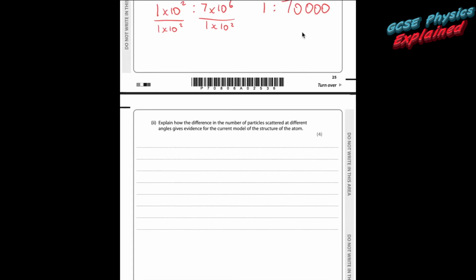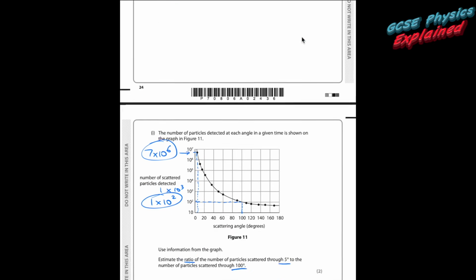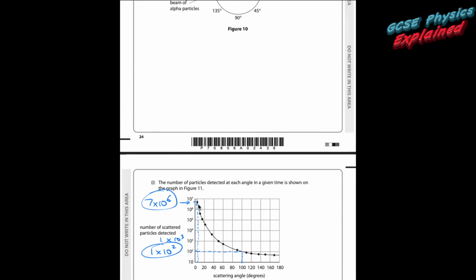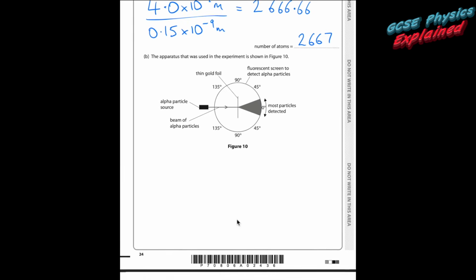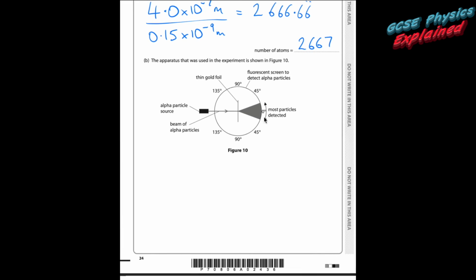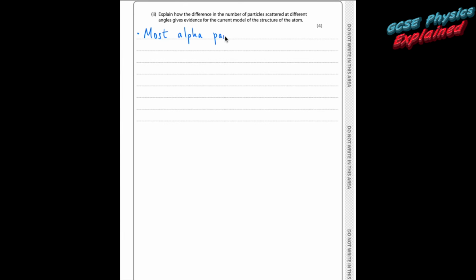Part 2. Explain how the difference in the number of particles scattered at different angles gives evidence for the current model of the structure of the atom. Right, let's go back up and have a little look and see what's going on. Right, what they're saying is that you've got a lot of particles that pretty much came straight through. So most particles passed straight through with little deflection.